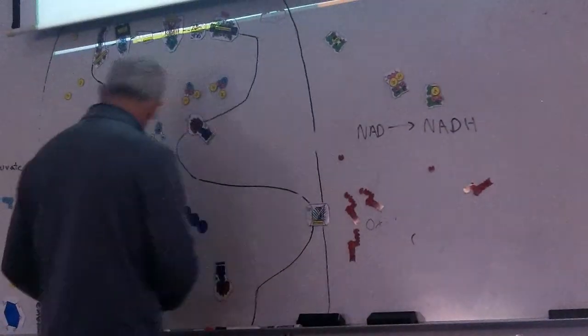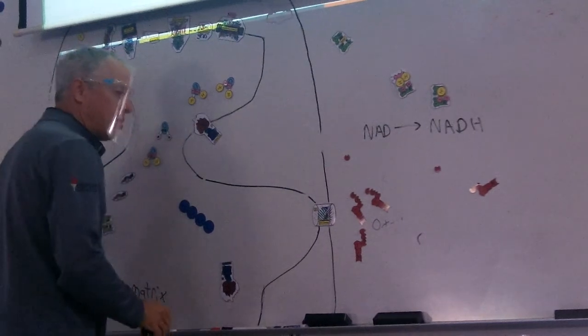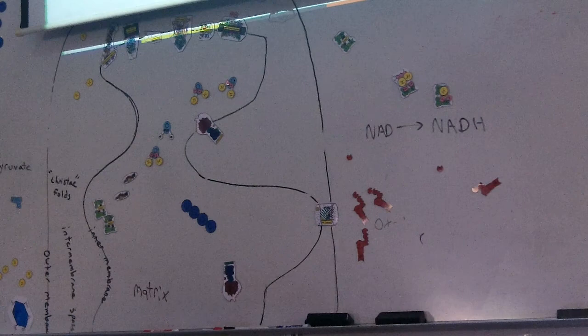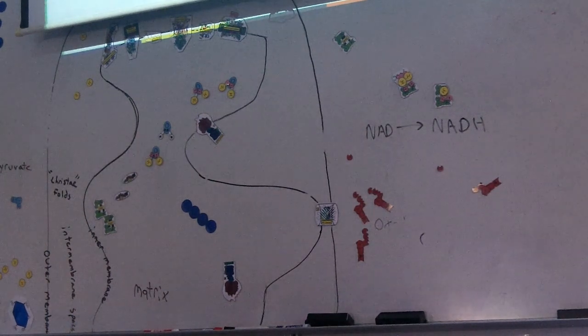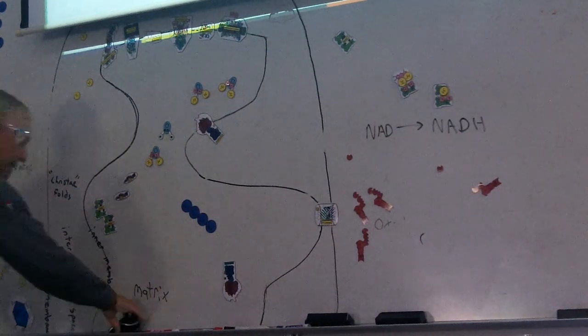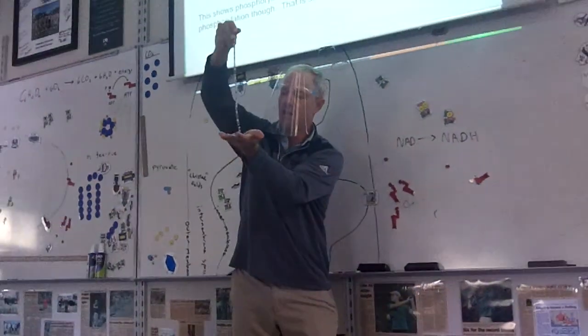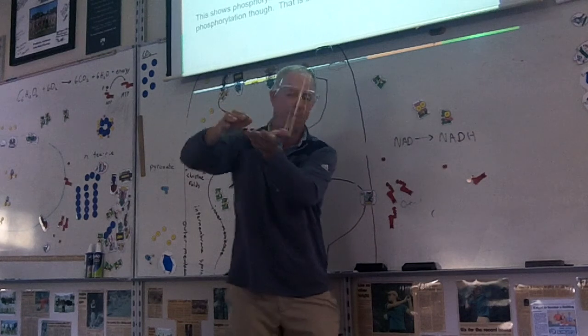If you add a phosphate group to this chain, what does it do to my protein chain? So here's my protein chain. It's all folded up into whatever shape we need.